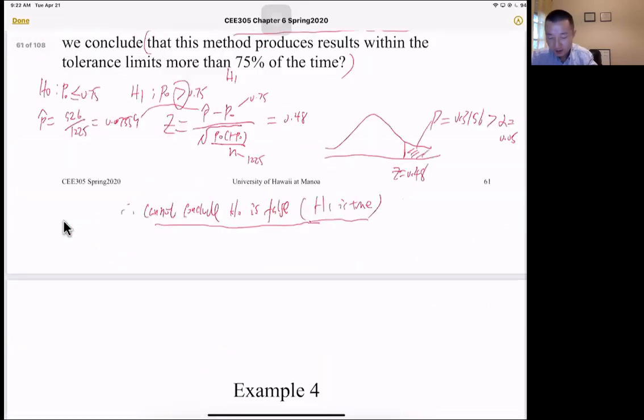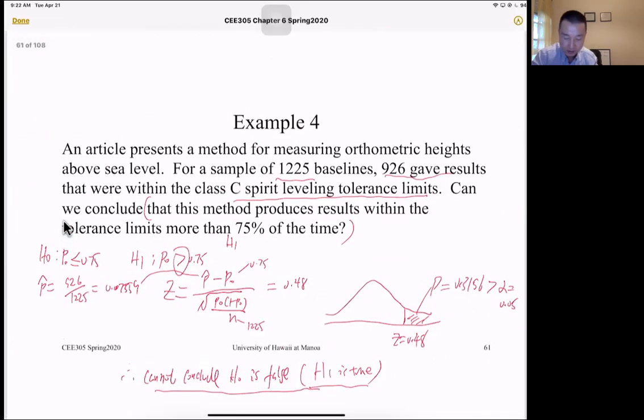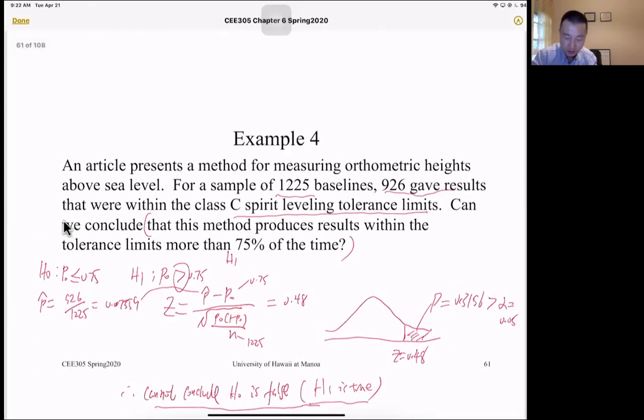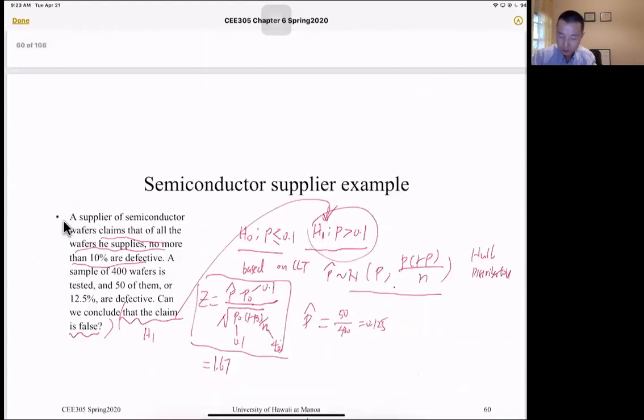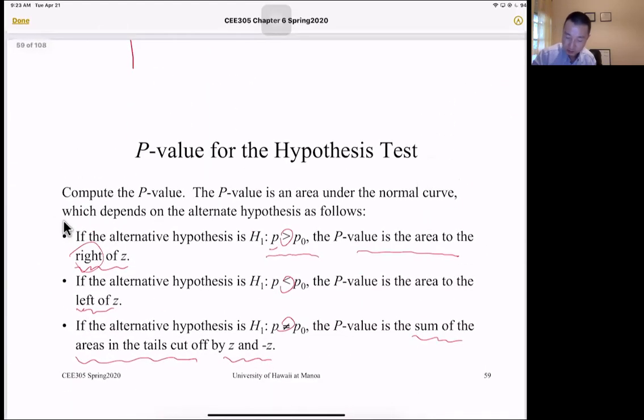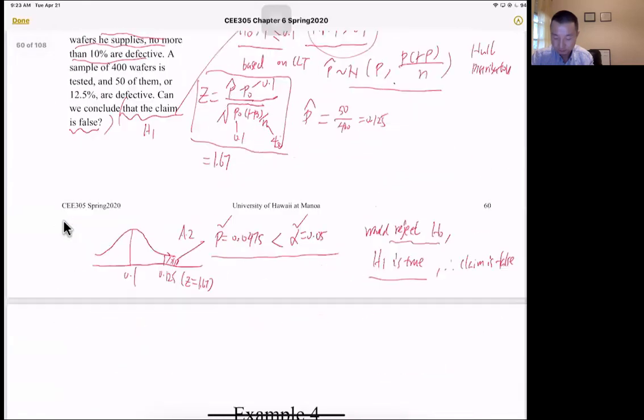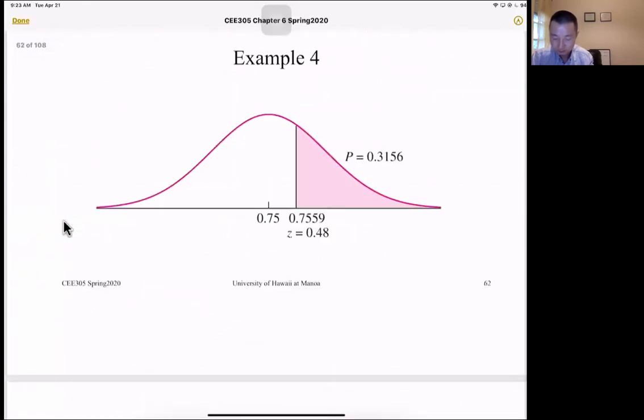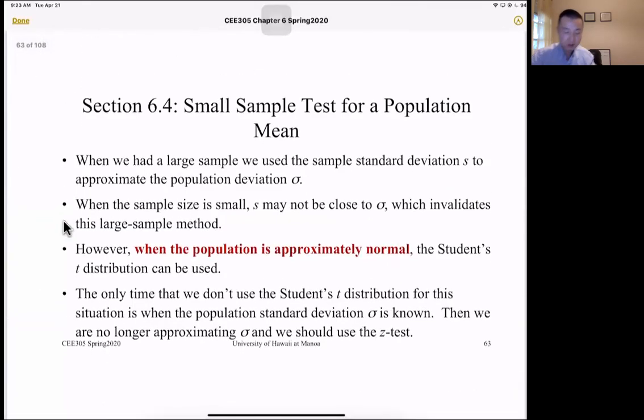So again, depending on how H1 is asked, here the case is larger than the value, so we use right of Z, depending on the situation. All right, so that's section 6.3. The next one is the small sample test for population mean.